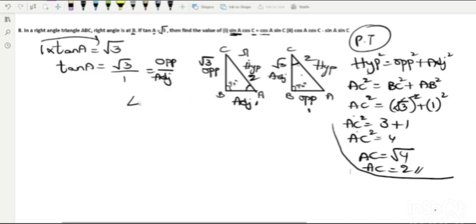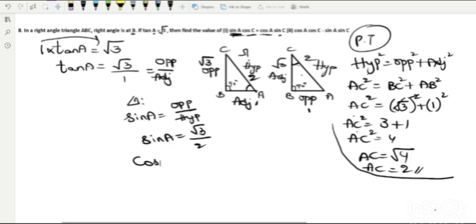Now we write the values for angle A first. Here you see sin A, cos A, sin C. So we find the value for sin A first. The sin A is opposite by hypotenuse. So you can write sin A equals root 3 by 2, the opposite being root 3 and the hypotenuse 2. And cos A is adjacent side divided by hypotenuse, so cos A equals 1 by 2.